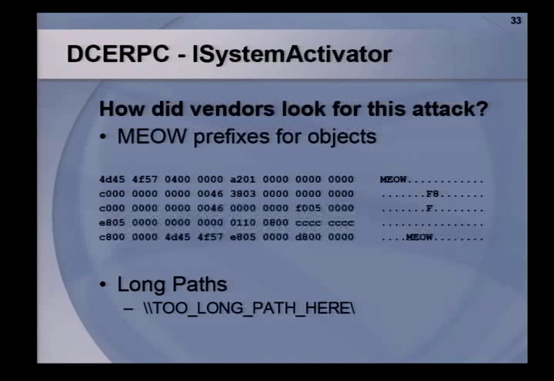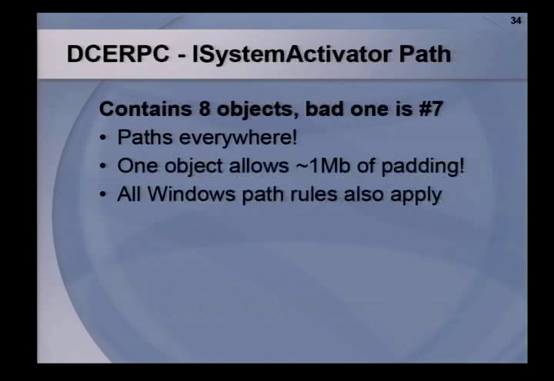The actual vulnerability was an overflow in a path. So what you do is you look for slash slash, and then a really long name, and then a slash. That's the actual vulnerability. The great part was there are 8 objects in the request. The 7th one is the bad one. And the 7th one happened to be processed first.